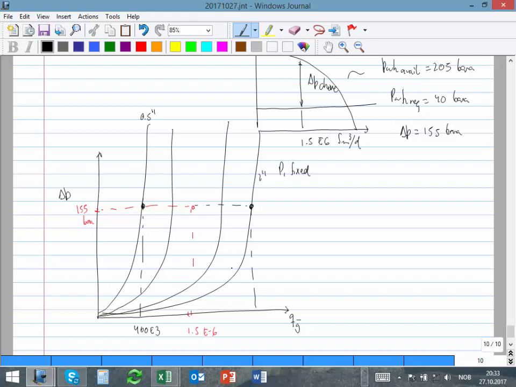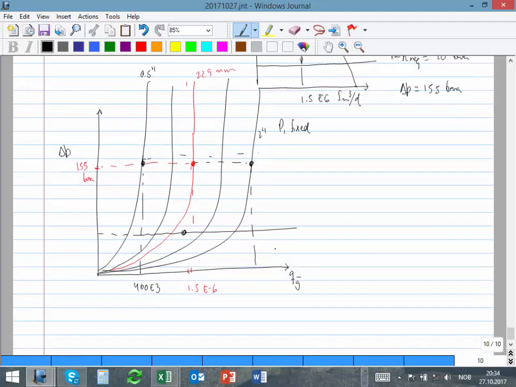I want exactly one choke, so the choke of exactly 22.9 millimeters passes exactly the rate that I need, in critical flow. Please be aware that the point, in this case, was here, but the point might also be here. It might be in the critical region or in the subcritical region. More or less clear? A choke is a bit heavy. We can refresh it on Monday.